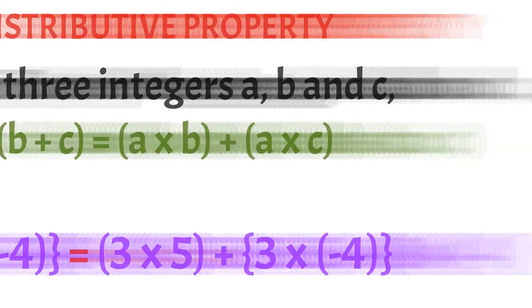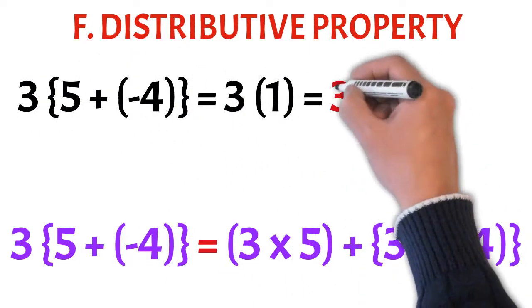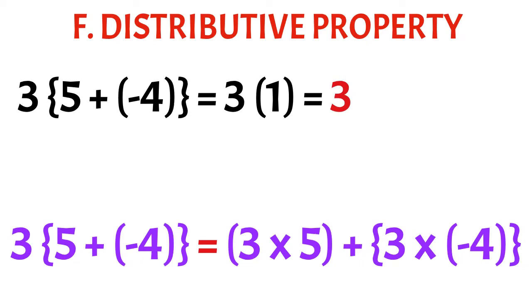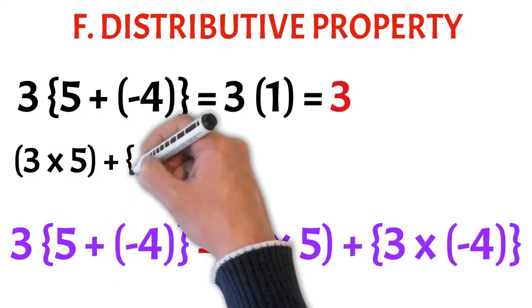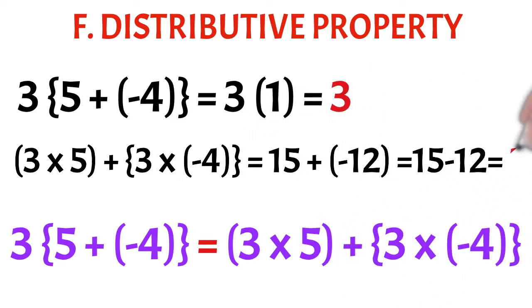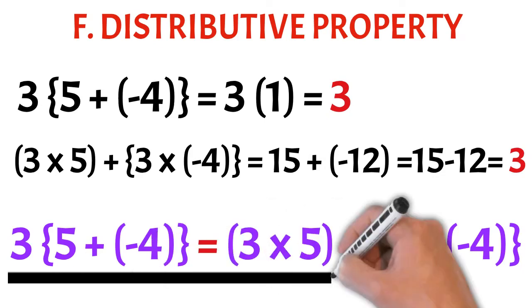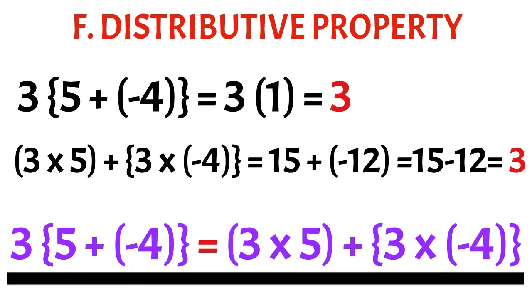Let's verify. 3 into (5 plus minus 4) equals 3 into 1 equals 3. And 3 into 5 plus 3 into minus 4 equals 15 plus minus 12 equals 15 minus 12 equals 3. Thus, 3 into (5 plus minus 4) equals 3 into 5 plus 3 into minus 4 equals 3. The next point of discussion is making multiplication easier.